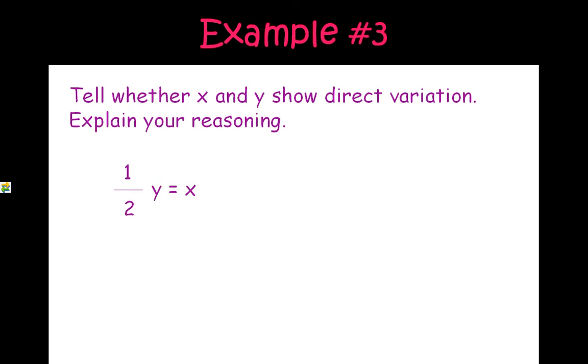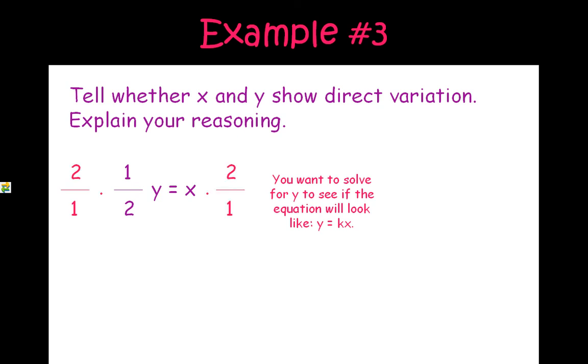We're going to do the same thing with this one. We want to solve for y to see if it will look like y equals kx. So we have to get rid of that 1/2. If you remember, to get rid of 1/2, we have to multiply by the reciprocal. Do that to both sides. Opposites will cancel out, leaving us with y. And if we multiply our fractions, if we imagine putting that over 1, and multiply our numerators, that would be 2x. And then 1 times 1 is just 1, so it'll be 2x.